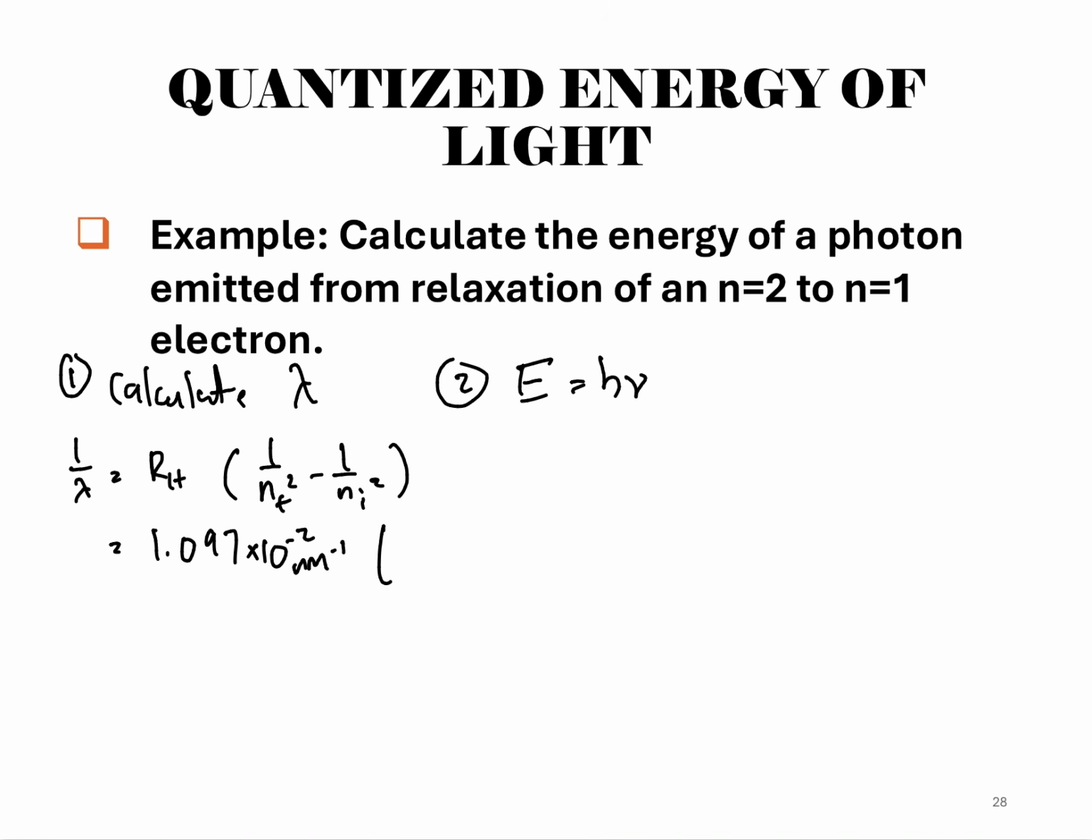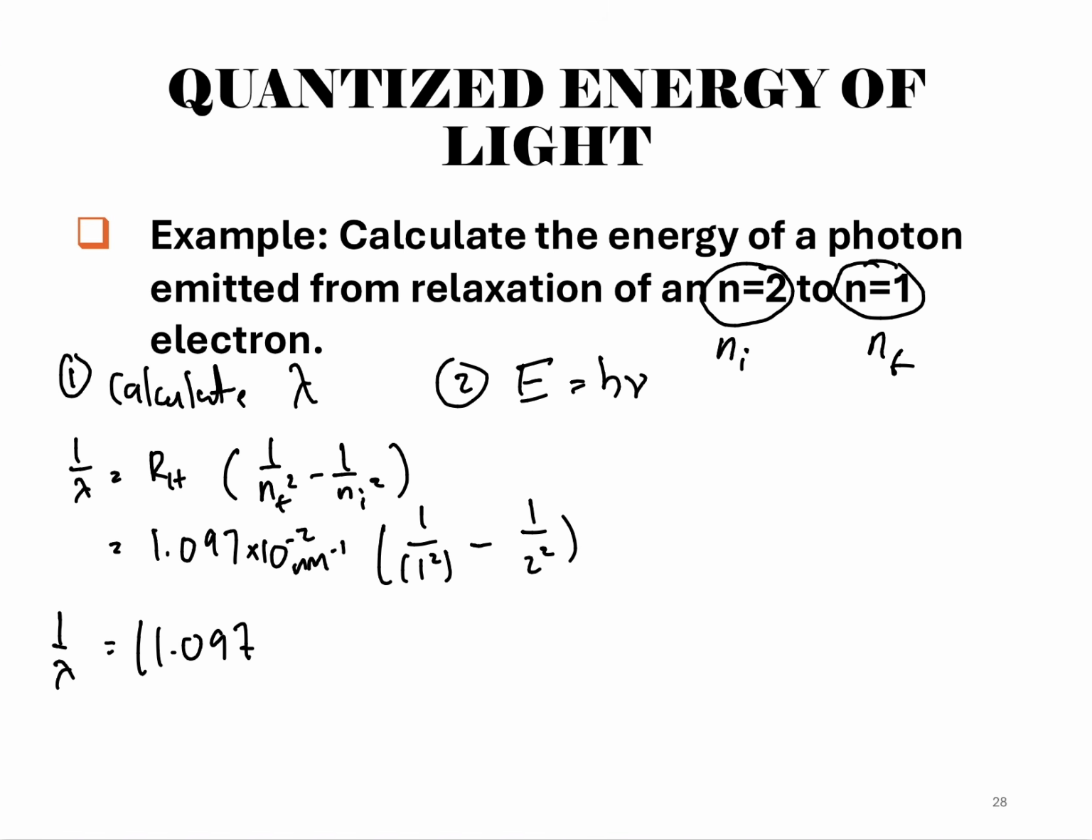And then we have our relaxation, meaning we started in the n equals 2. So this is going to be our n initial to our final, where we end up in the n equals 1 state. So we end up in n equals 1 squared. So 1 over 1 squared, which is just 1, minus 1 over 2 squared. All right, the n value is just the actual number. This is called a quantum number. So 1 over lambda is equal to 1.097 times 10 to the minus 2 inverse nanometers times 1 minus 1 over 4.